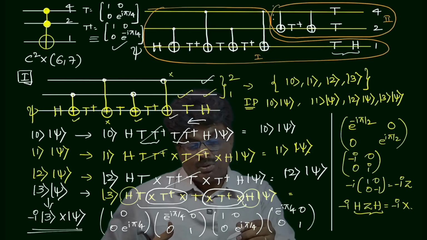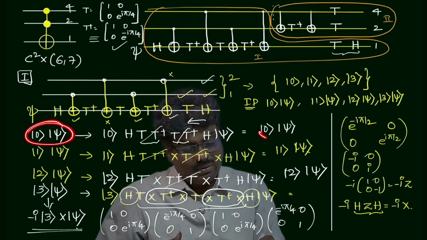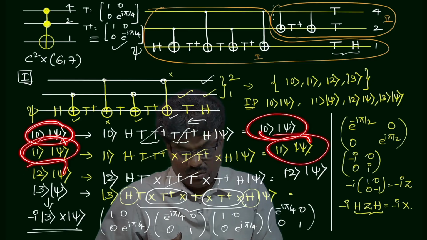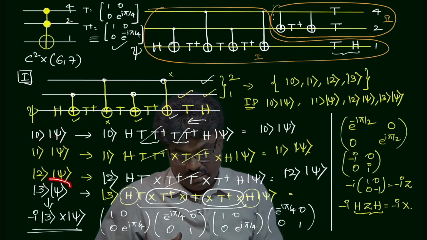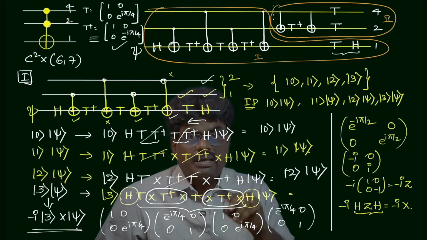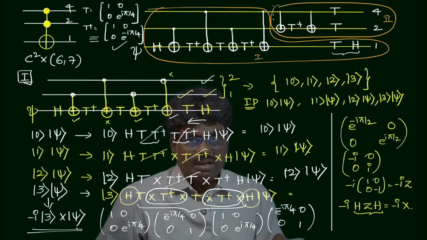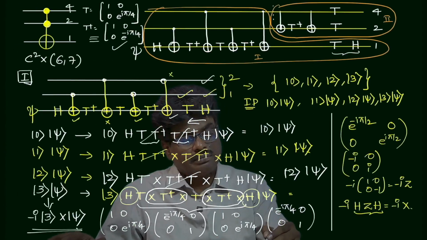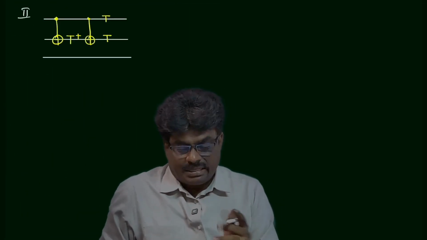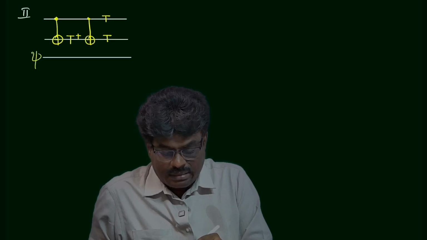Now carefully see one more time. Here 0 psi no change, 1 psi no change, 2 psi no change, and 3 psi minus i 3 X psi. That means if the initial state is 3 psi, it will convert to minus i 3 X psi. If psi is 0, it will become 1, psi is 1, it will become 0. Right. Now let us take the second part, and here this is psi as it is.